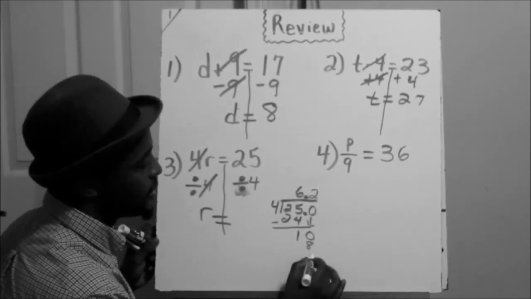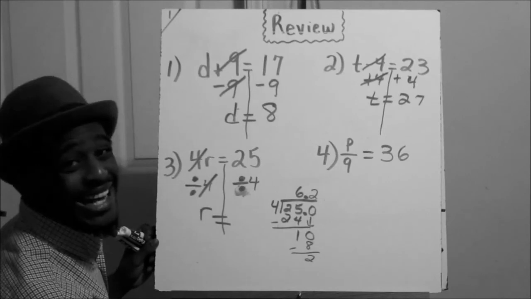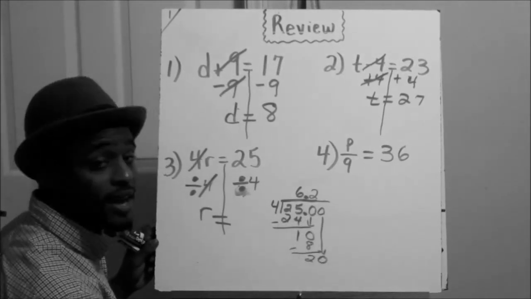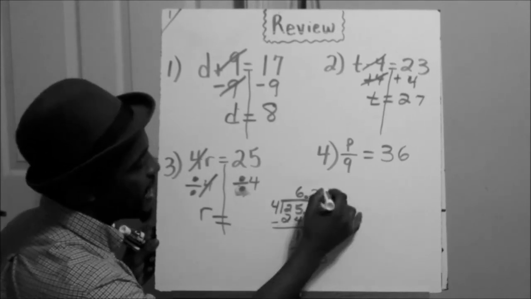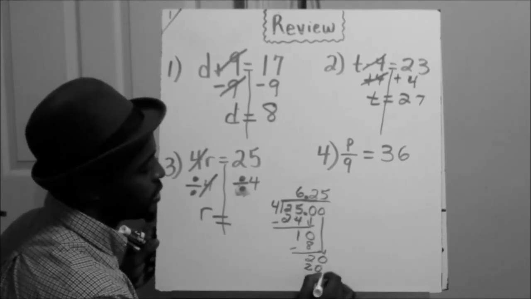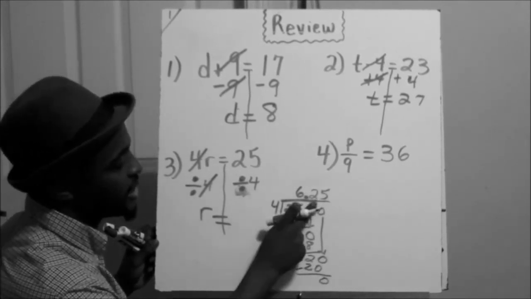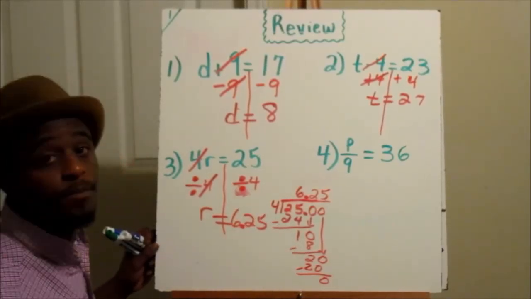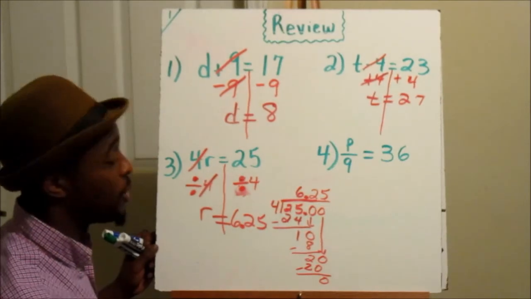2 times 4 is 8. I subtract, I'll get 2. I still get a remainder, so I'm going to add another 0, bring it down and keep dividing. 4 goes into 20 5 times. 5 times 4 is 20. And now I get a remainder of 0. So I get 6 and 25 hundredths. That's my solution. Always be aware of decimals. You can always have decimals.